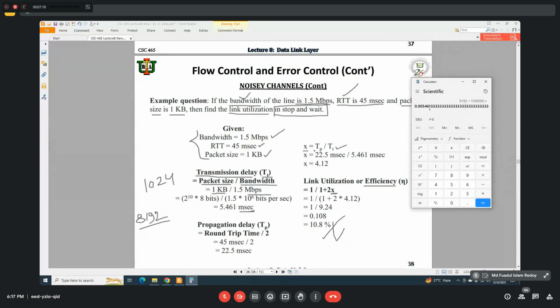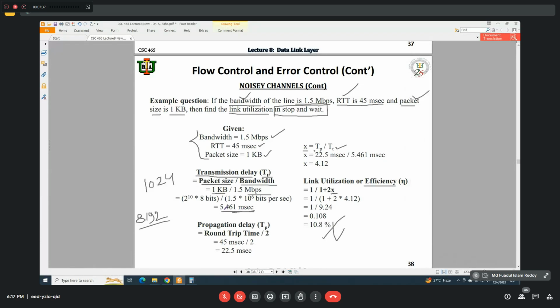So you have to make it milliseconds. It was bits per second, so you are making it milliseconds. To get the milliseconds, you need to multiply by 1000. If you're multiplying by 1000, you are getting 5.461. So it is taking 5.461 milliseconds.